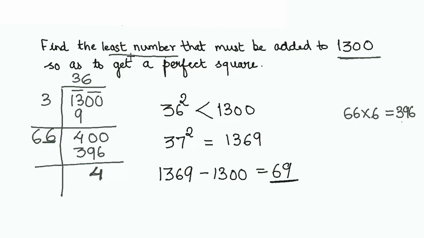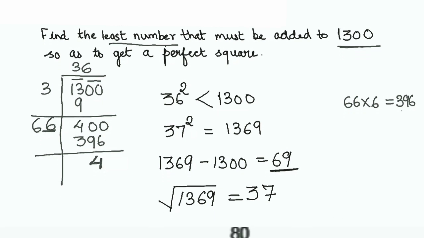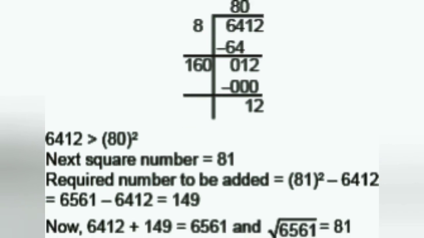It means that 69 is the least number that must be added to 1300 so as to get a perfect square number. Now when you add 69 to 1300, it will become 1369, and it is the square of 37. And I hope you have understood this point. Whenever you are given any number, you just need to find the square root and find the next possible square number, and then subtract. You will find the least possible number.